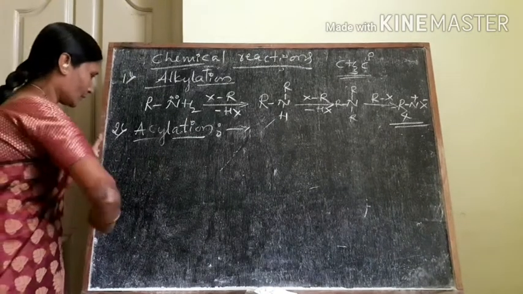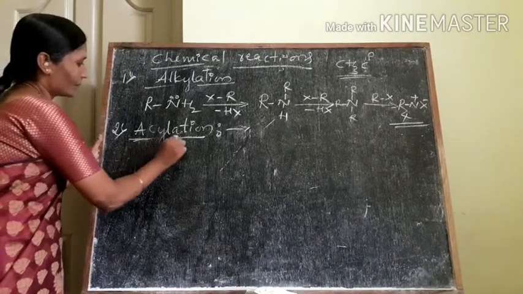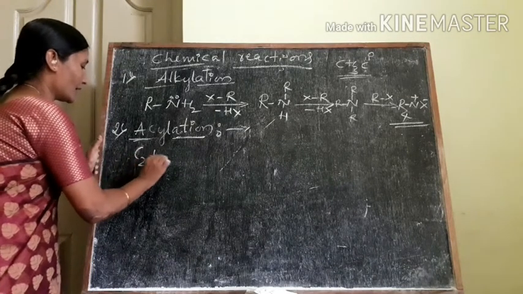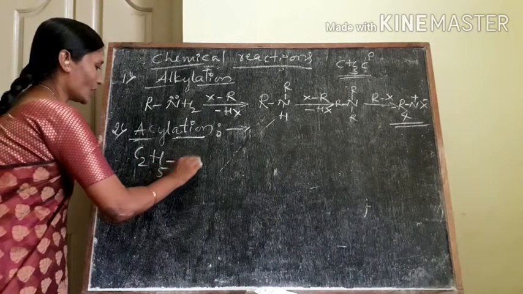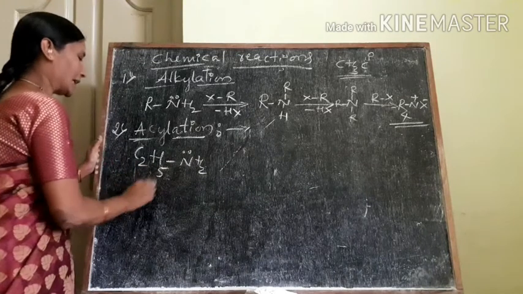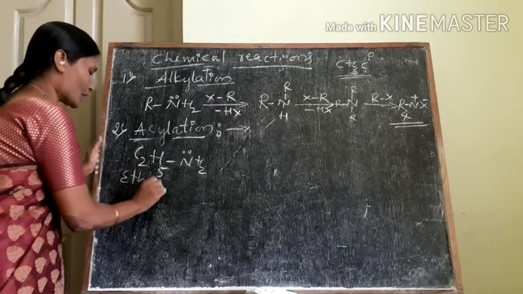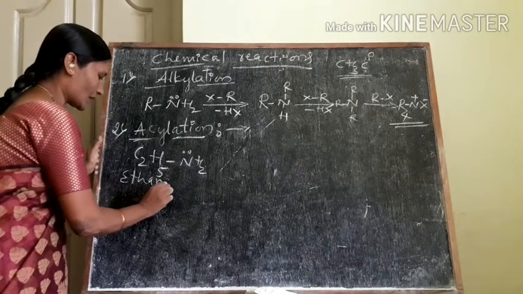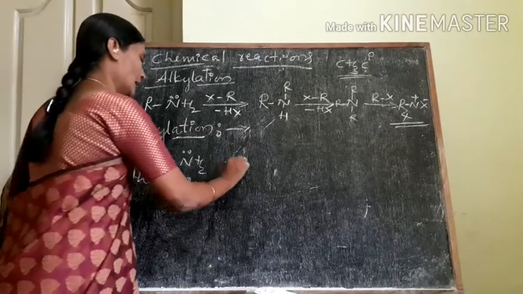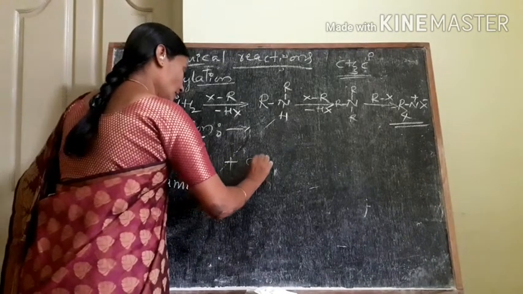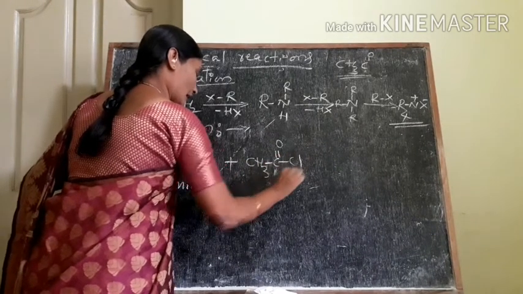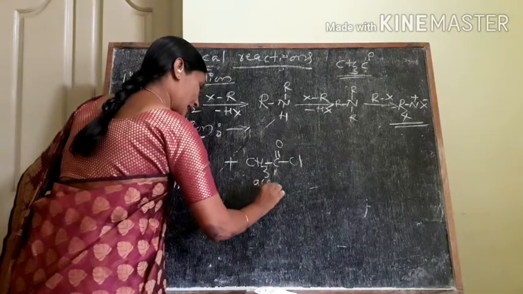Let me take that example. Directly I will take the example as C2H5NH2. What is its name? It is ethyl amine or ethane amine. Better you use the IUPAC system name, ethane amine. This ethane amine reacts with CH3, C double bond O and Cl. Its name is acetyl chloride.